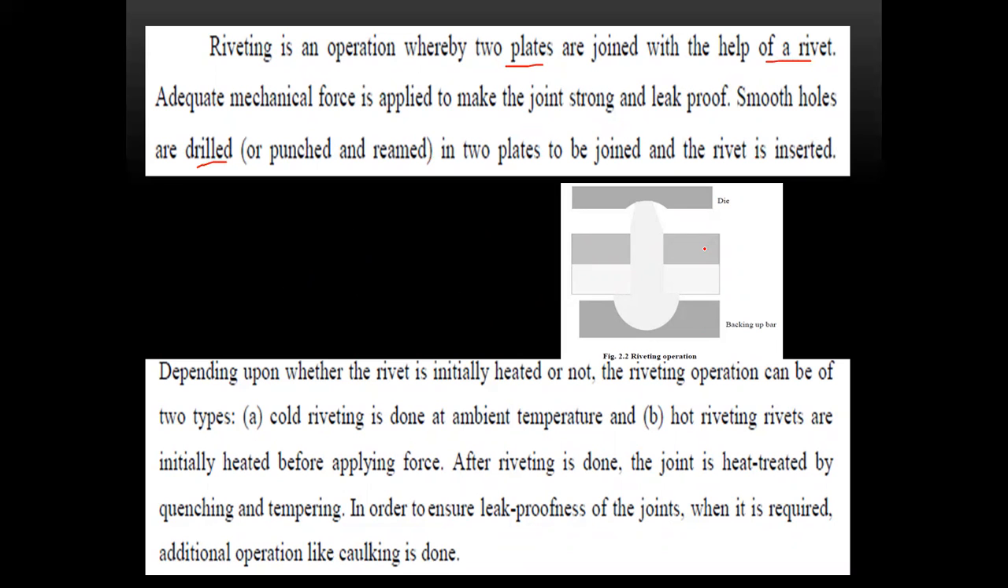These are the two workpieces. This is workpiece 1, this is workpiece 2. This is a backup bar where it gives additional support. This is a die where it will shut it.